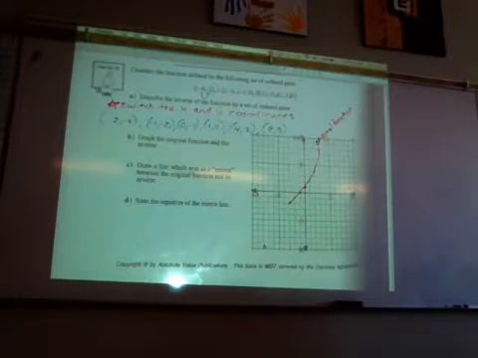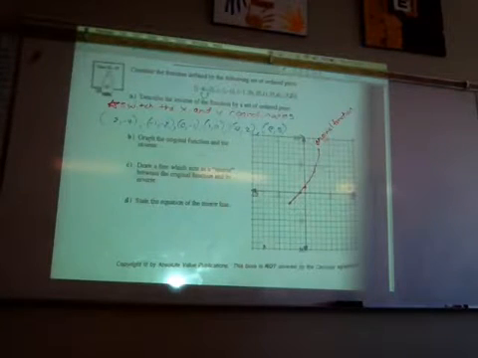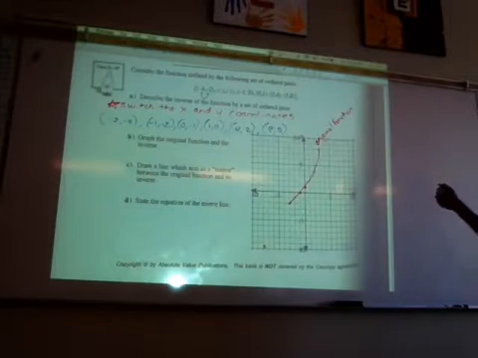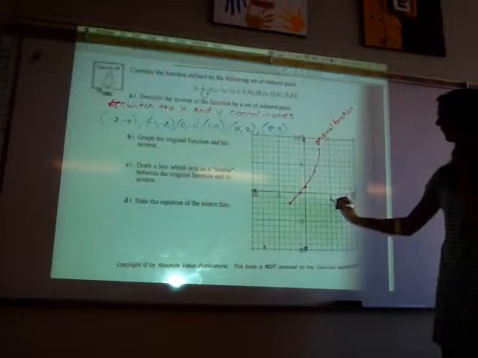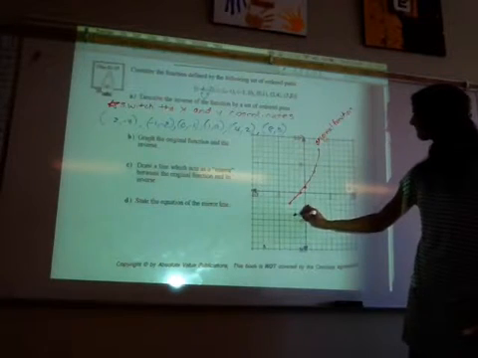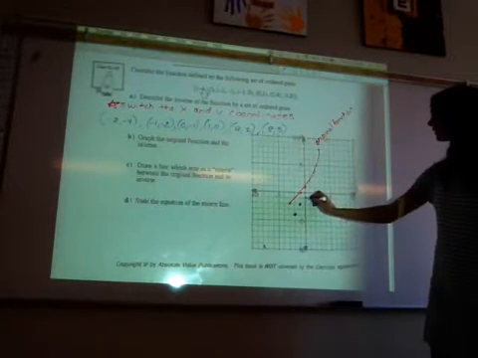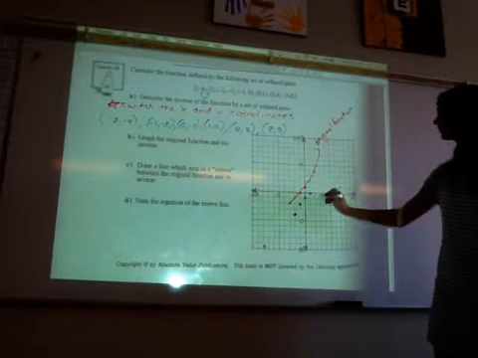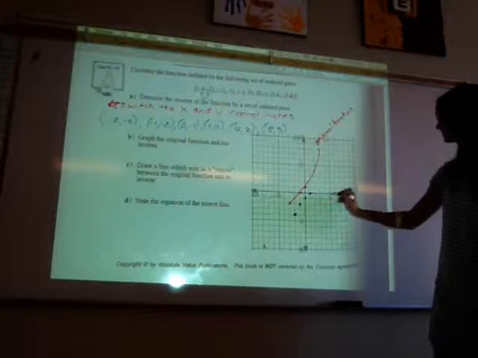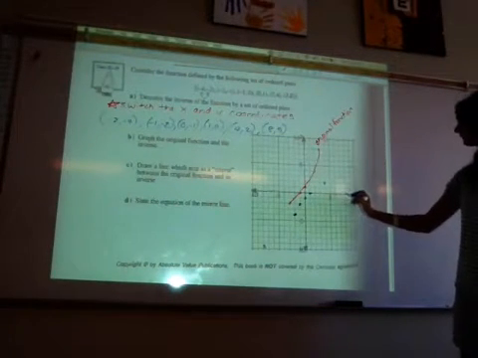This is my original function. Now I'm going to plot the points of the inverse function. Okay, so we have -2, -4, -1, -2, 0, -1, 1, 0, 4, 2, and 8, 3.